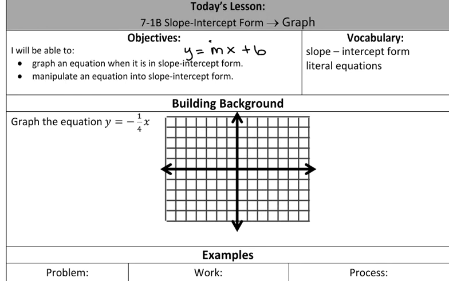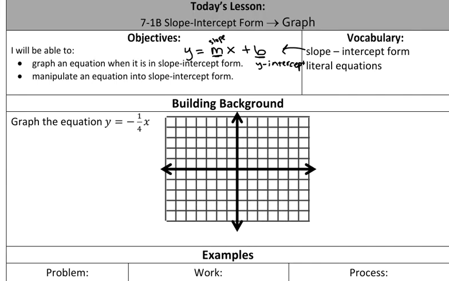Okay, m is the slope, b is the y-intercept. So don't just say intercept because there's x-intercept, it could be intercepting something else, okay? So you need to know a slope-intercept form, which is that, okay? And literal equations, which just means equations that have more than one variable in them. So today they have both an x and a y.